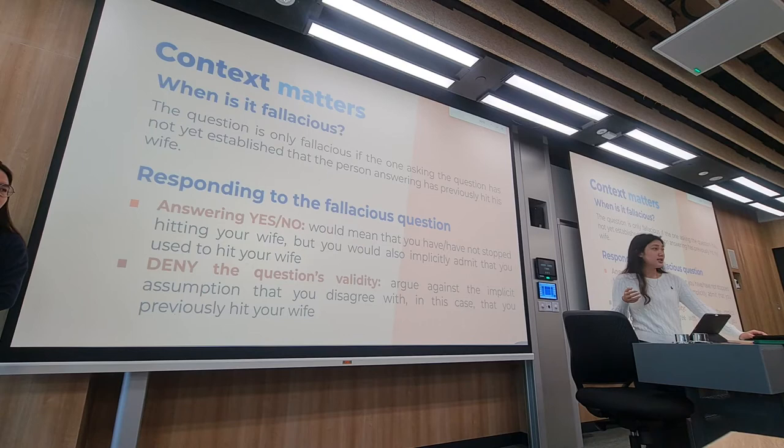So the only thing left for him to do is to argue against the implicit assumption that he disagrees with, which is that he's hit his wife. And this essentially means denying the whole question, and doing so is the only way he can avoid admitting to hitting his wife. So now we'll consider a few real-life examples where this fallacy was committed.